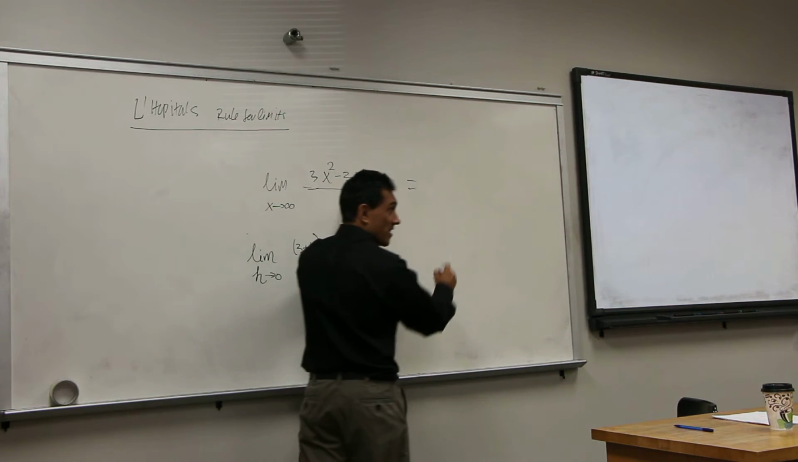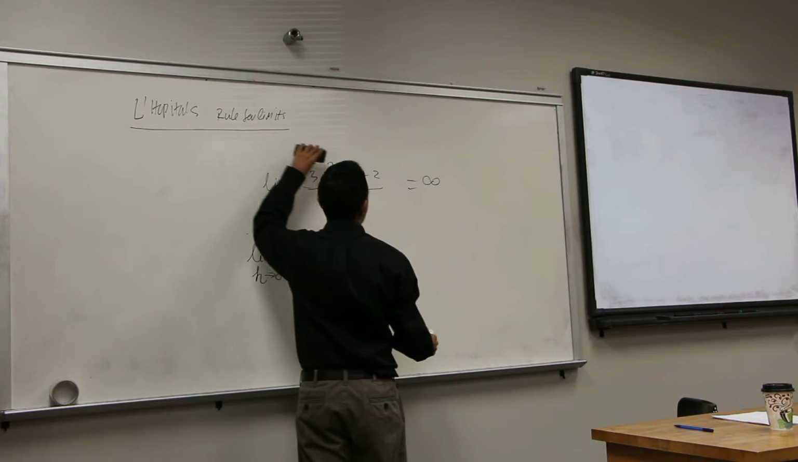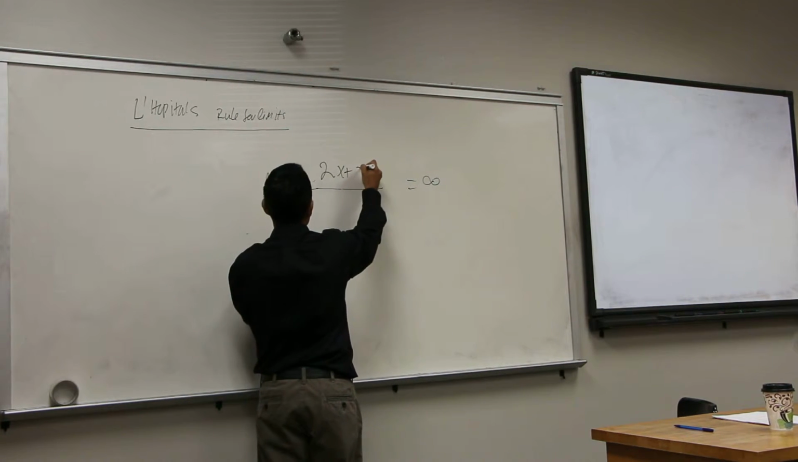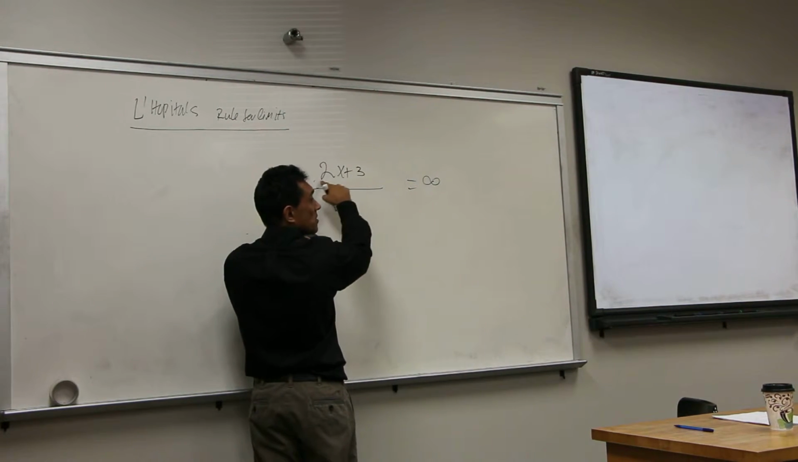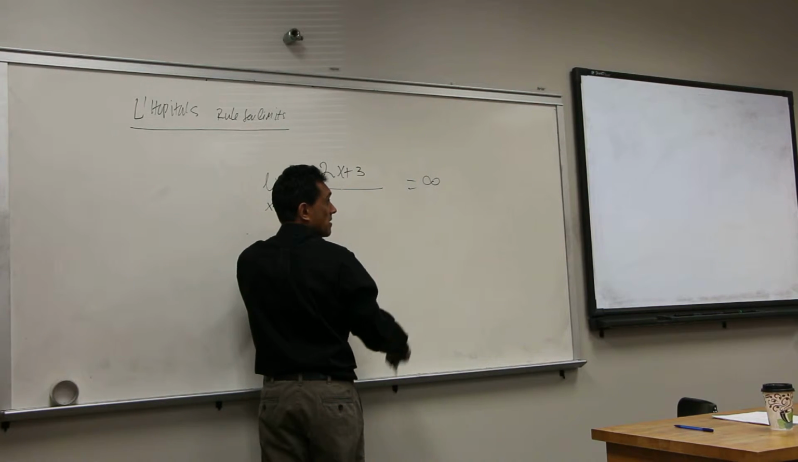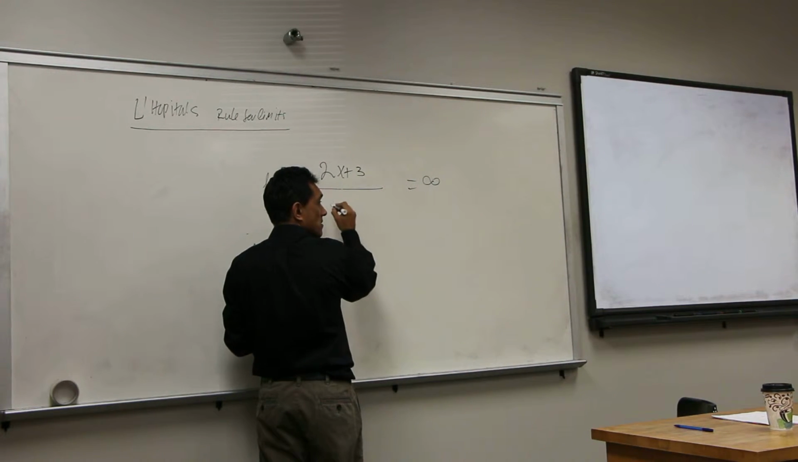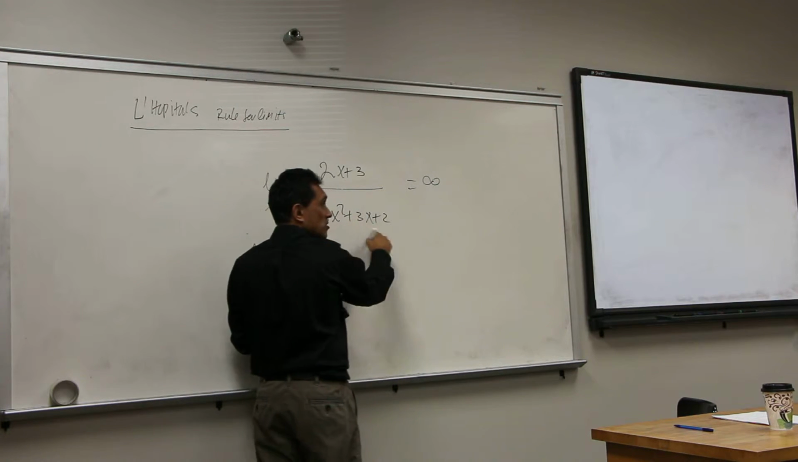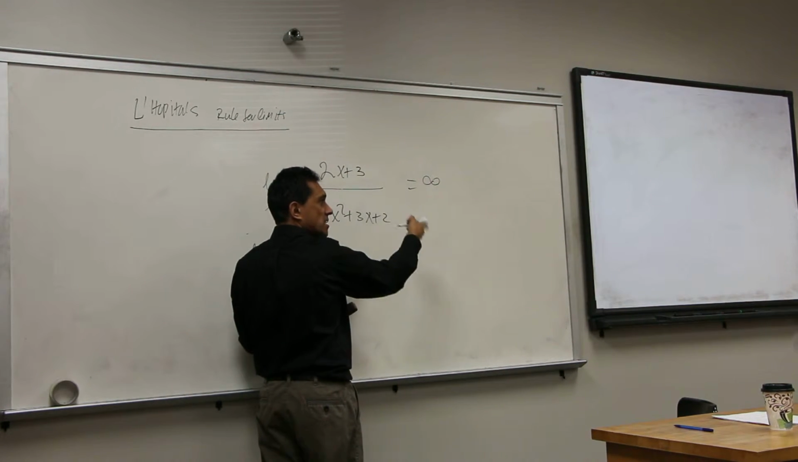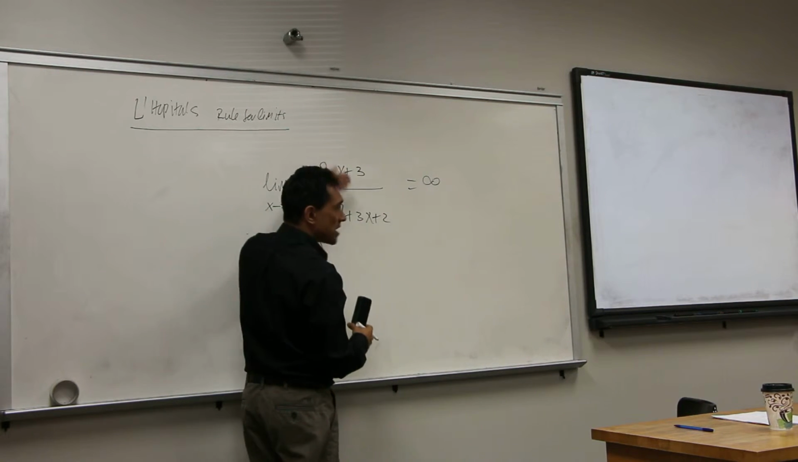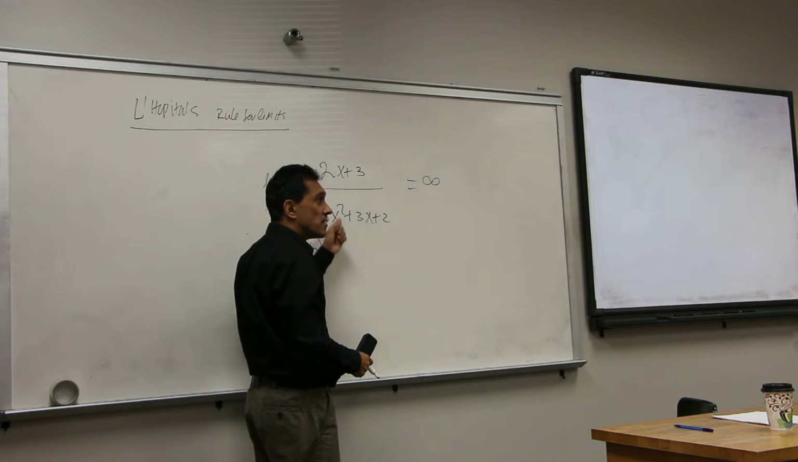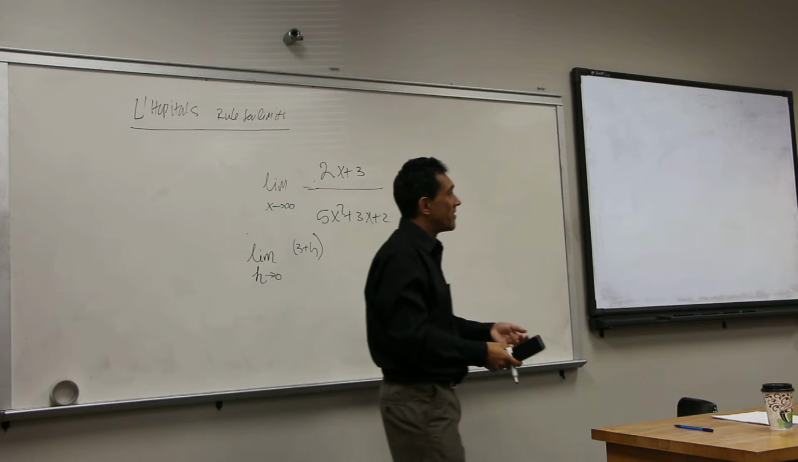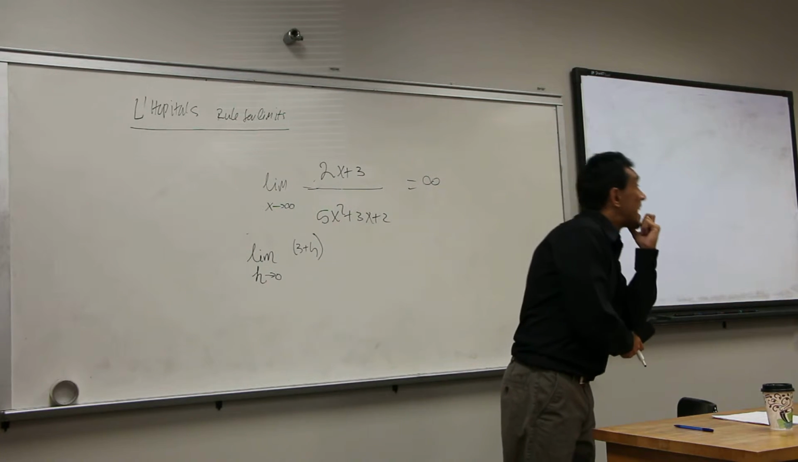Are you with me? As x goes to infinity, this goes to infinity. As x goes to infinity, this goes to infinity. And what is infinity divided by infinity here? 0. What's going on? You say, be careful.